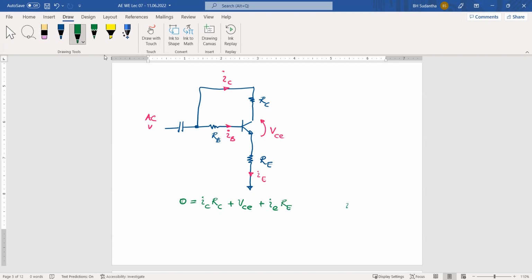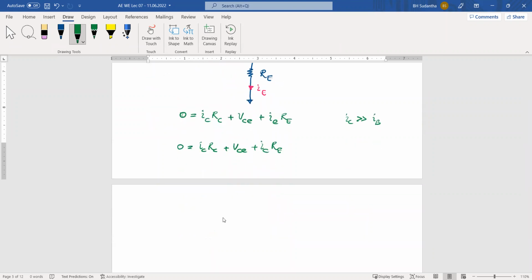But you know that IC is very much larger than IB. Then we can write this equation as ICRC plus VCE plus ICRE. Like the previous one, we can rearrange this, and after that we receive IC equals minus VCE divided by RC plus RE. We have received the same slope as the previous equation.